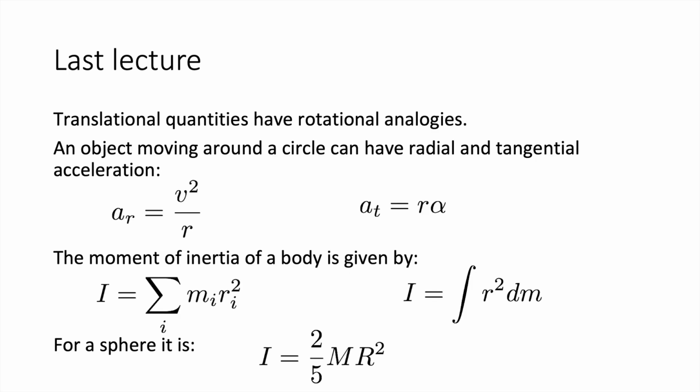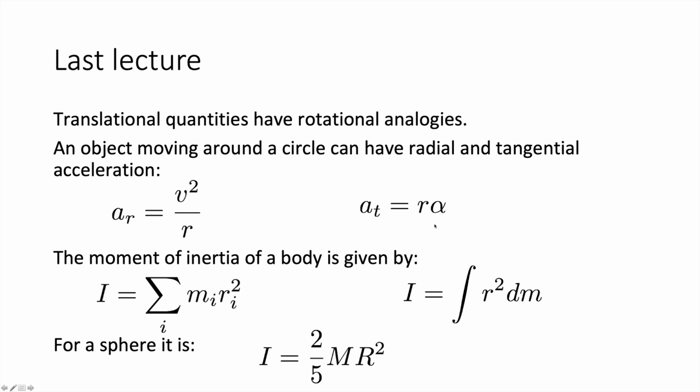First of all, a quick recap of the most important ideas in the last lecture. We saw that translational quantities have rotational analogies. An object moving around a circle can have radial and tangential acceleration. We've already looked at the radial acceleration when considering uniform circular motion, but if an object is speeding up, then it can also have a tangential acceleration, which can be calculated using r alpha, where alpha is the angular acceleration.